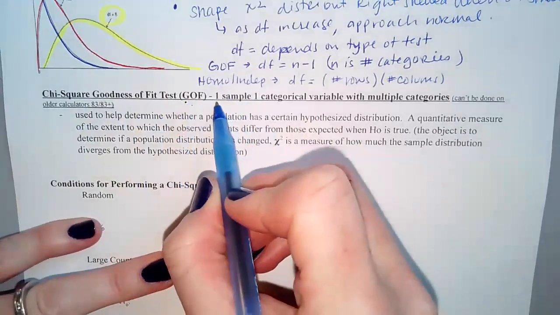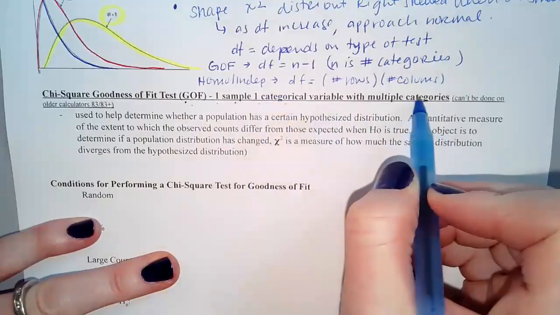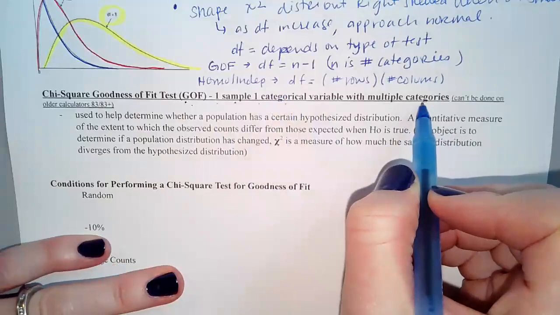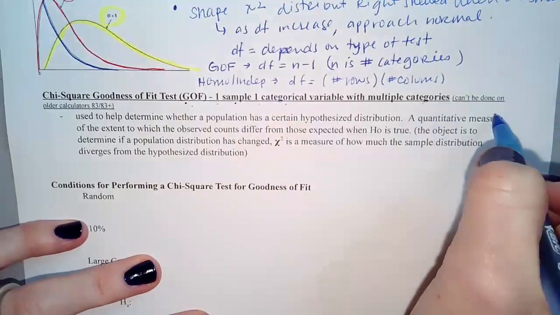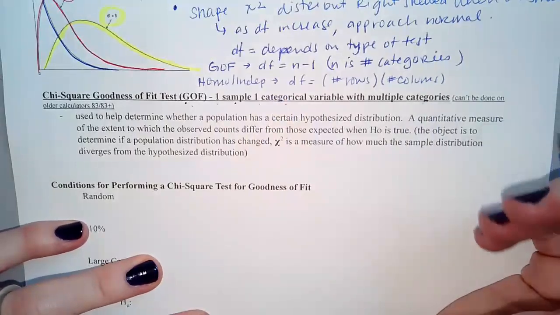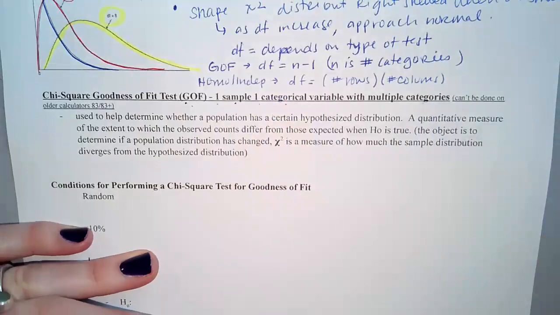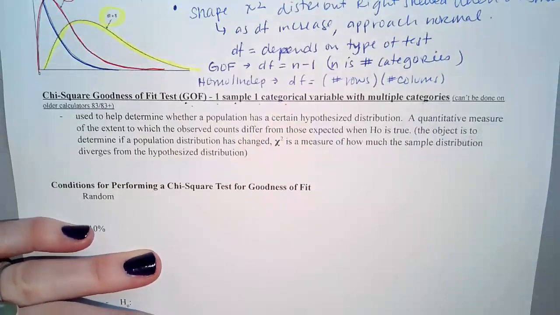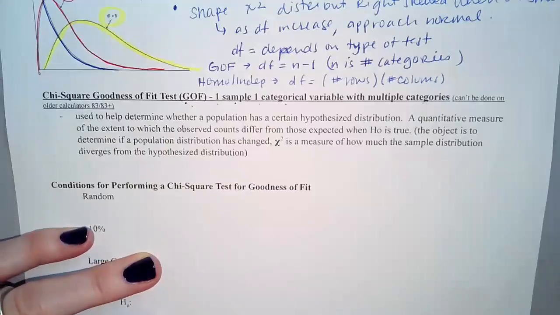So what we have here is a single sample, and we have one categorical variable that has multiple categories. I'm going to show you how to use your calculator, but if you have an older calculator, an 83 or an 83 plus, the calculator doesn't have the capability, but you just use some lists and you can find the chi-squared value. So it's not like a huge detriment if you don't have an 83 or 83 plus. If you don't have it on an 84, you just need to update your operating system, and then you should be able to get the goodness of fit test.